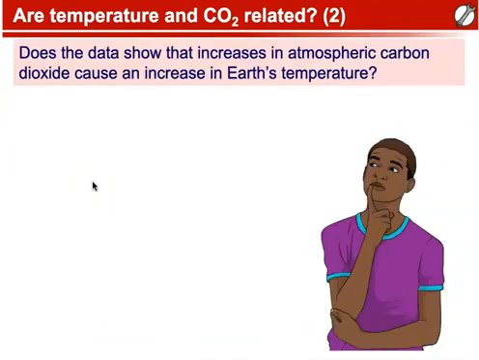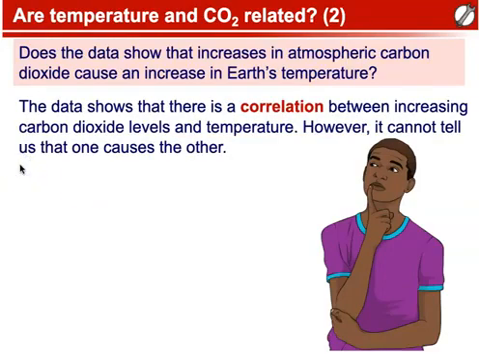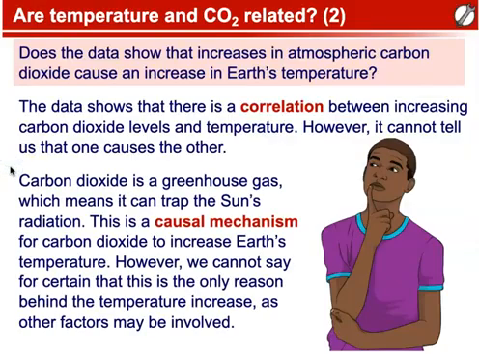Are temperature and CO2 related? Does the data show that increases in atmospheric carbon dioxide cause an increase in Earth's temperature? The data shows that there is a correlation between increasing carbon dioxide levels and temperature. However, it cannot tell us that one causes the other. Carbon dioxide is a greenhouse gas, which means that it can trap the sun's radiation. This is a causal mechanism for carbon dioxide to increase Earth's temperature.